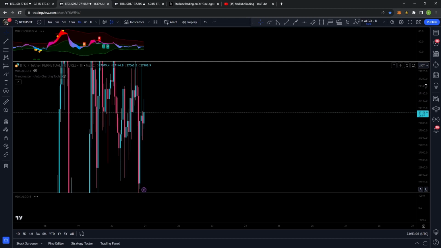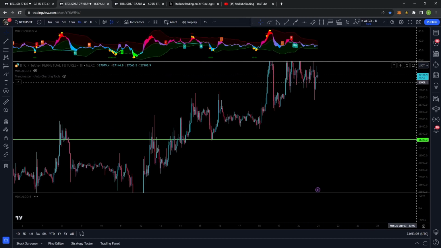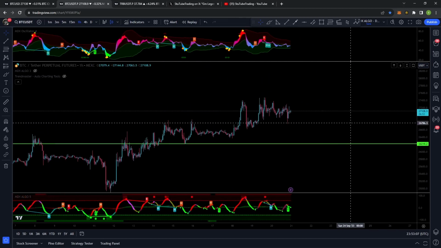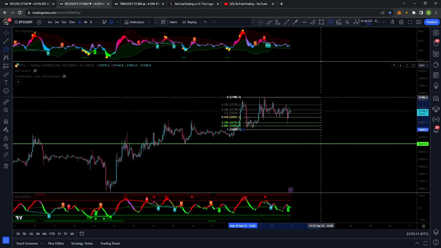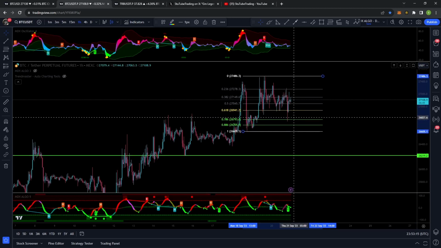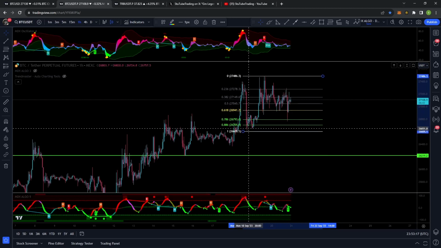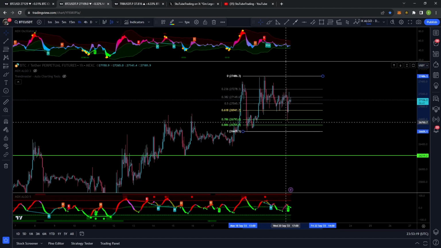Let's zoom out a little bit. Pull up some random fibs here. Oh, look at that. Once again, the 786 got retested on this little pump here. Pull back 786.